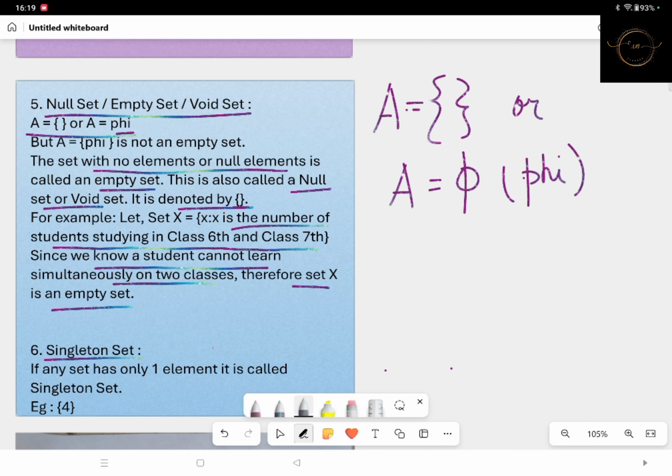As I said, there is a close difference between the two. That's why I have clubbed the types of sets in this way. Singleton set means, from the word itself you can understand, there is only a single element present in the set. Only then it will be called a singleton set. For example, in curly brackets, suppose any one element is written, 4. Or suppose it's written 7. Any one element. So therefore it will be called a singleton set.